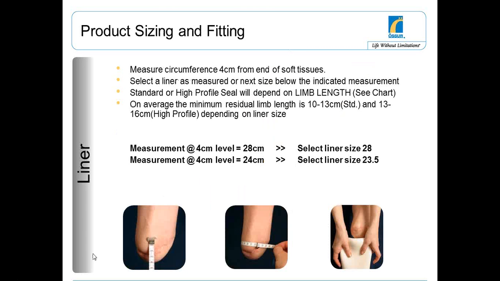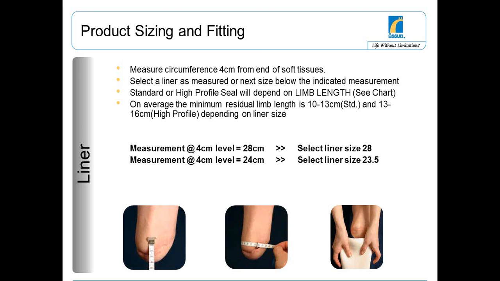With respect to product sizing, we'll go through some sizing requirements. You're going to measure the circumference of the limb 4 centimeters from the distal end of the tissues, as you would with all of our liners. You're going to select the liner as measured or the next size below the indicated measurement. So these are sized exactly as you would our locking liner systems.